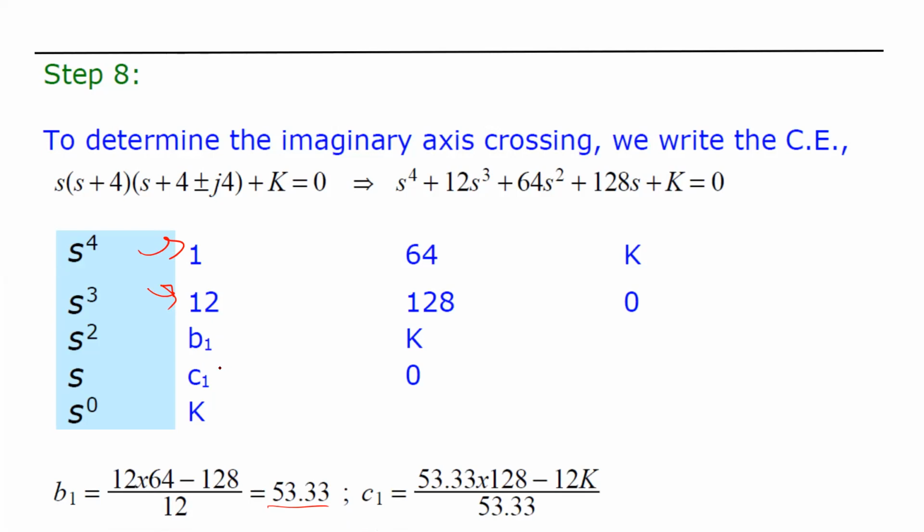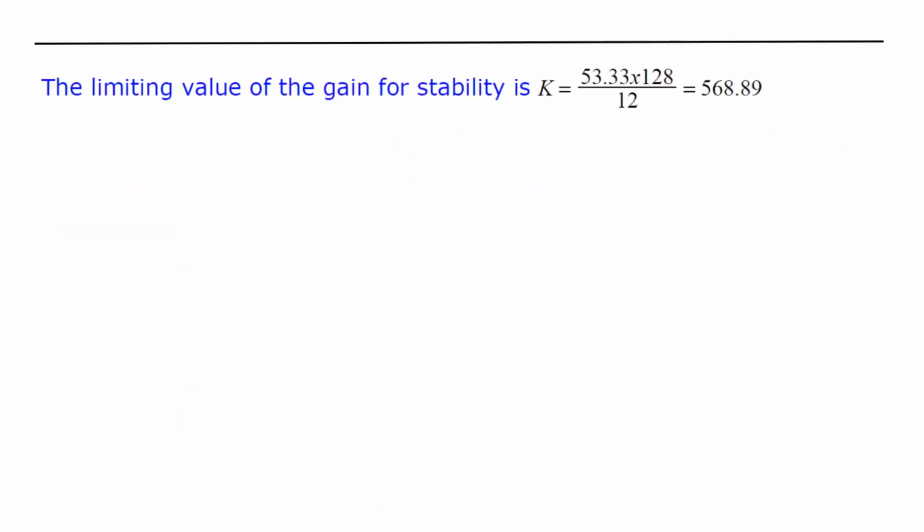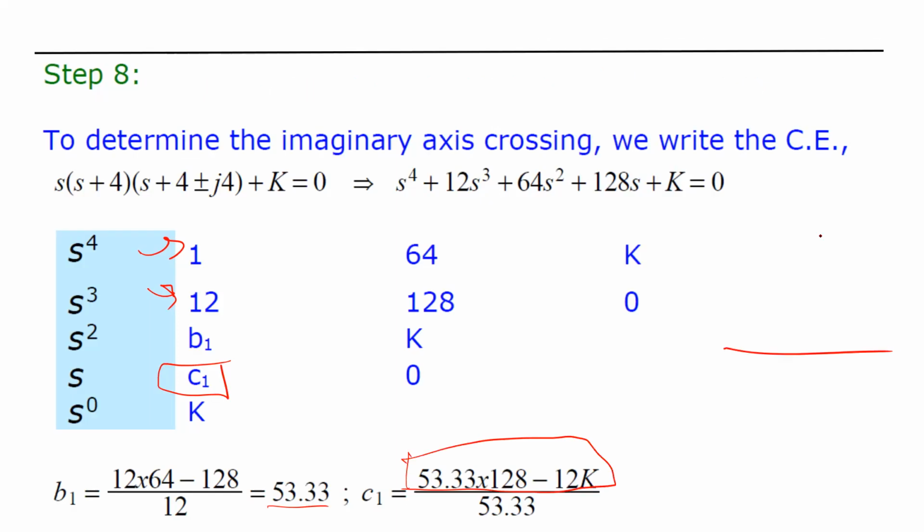I need a row of zeros. So this must be equal to 0. And when that is equal to 0, which value of k will make it 0? Which value of k makes it 0? You have to equate the numerator in here to 0. Then you divide by 53.33. So this is what you get. This is the value of k at the intersection. We find k. Now I want to find the s.